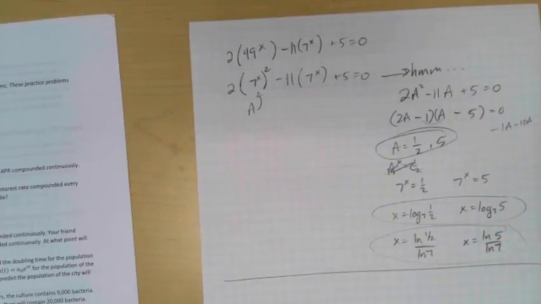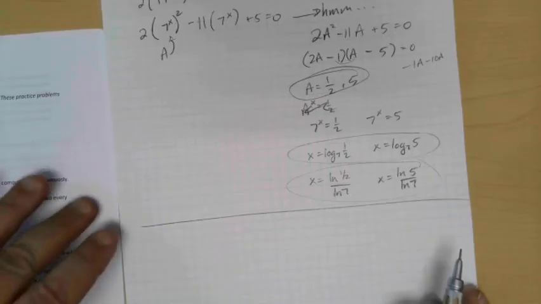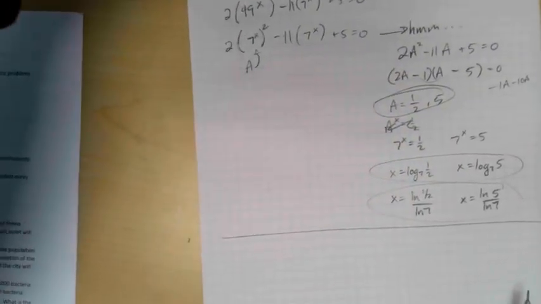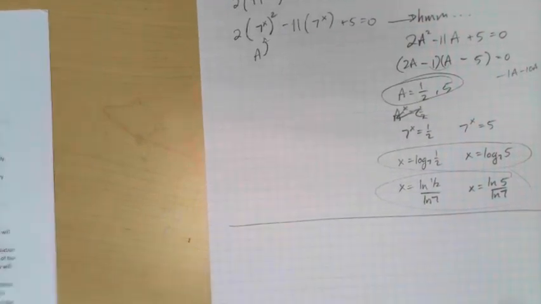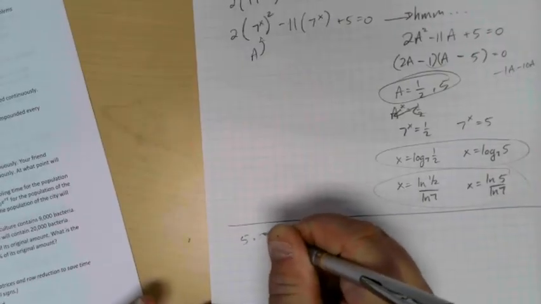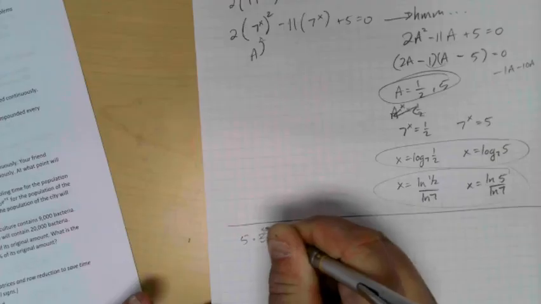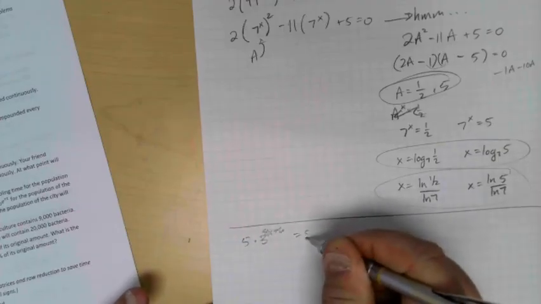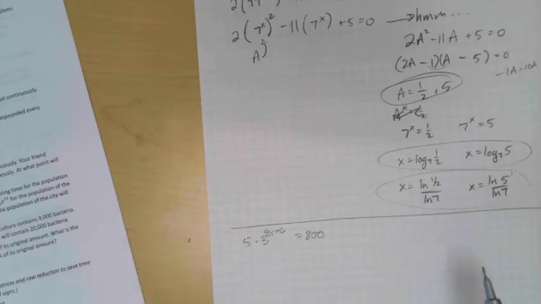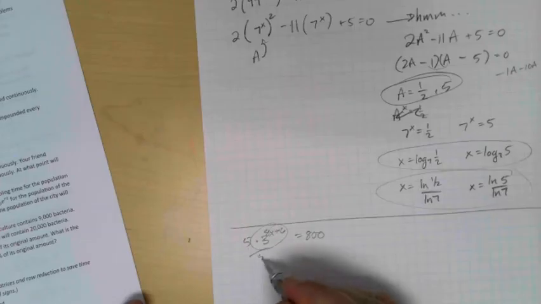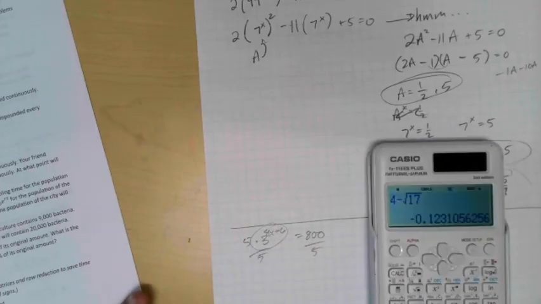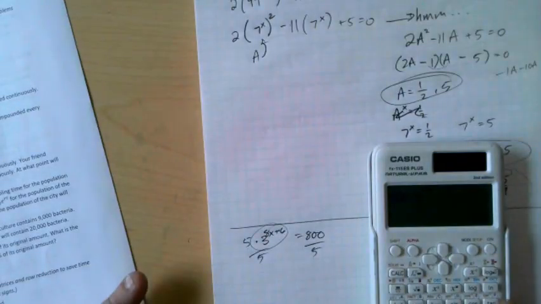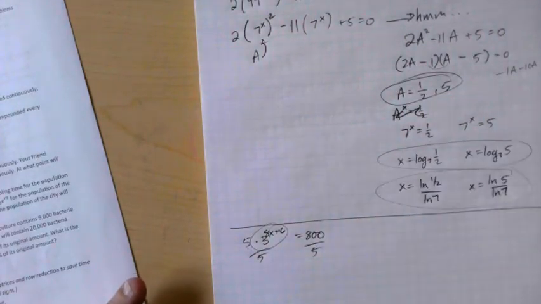C is that one. 5 times 3 to the power of 8x plus 6 equals 800. This looks pretty straightforward. I got to isolate, solve, rewrite. So I'm going to isolate that, which means I get rid of the 5. Divide by 5. What's 800 divided by 5? I don't trust myself right now. 800 divided by 5 gives me 160.